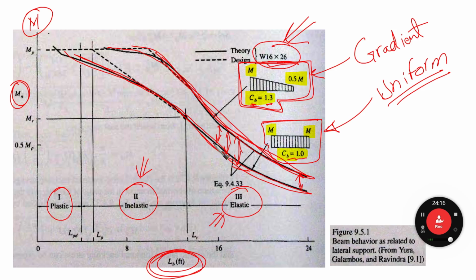So this is considered the beam behavior of this section as related to lateral support. This is from some research books, from Yura, Galambos, and Ravindra. This is a copy and paste from Salmon and Jensen, and you can find this figure in 9.5.1. I hope you can revisit this part, because it's really important and it's discussed there in more detail.